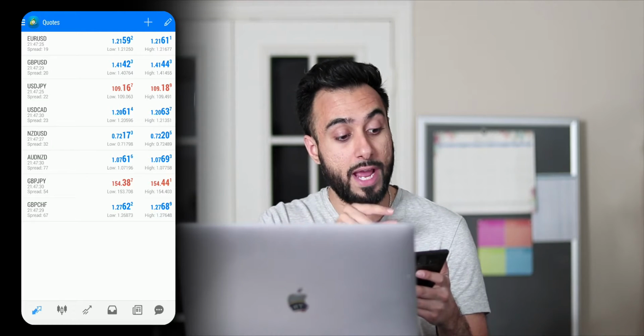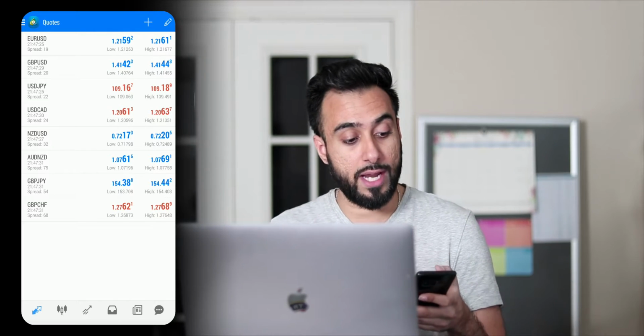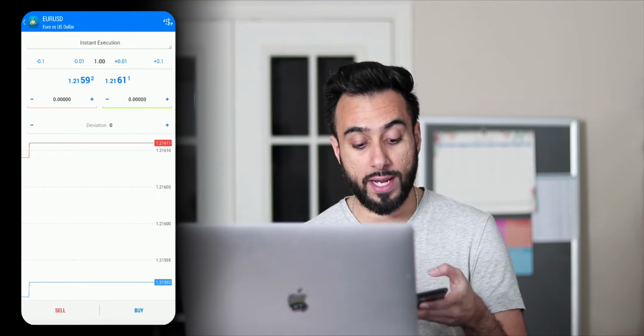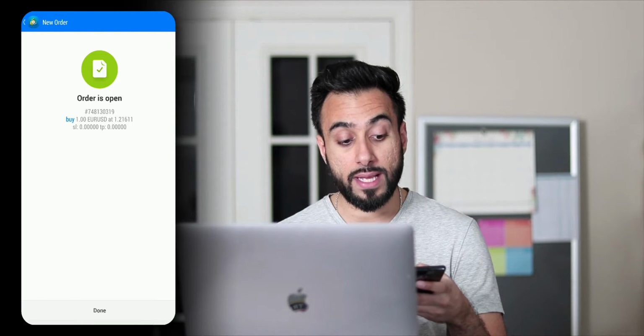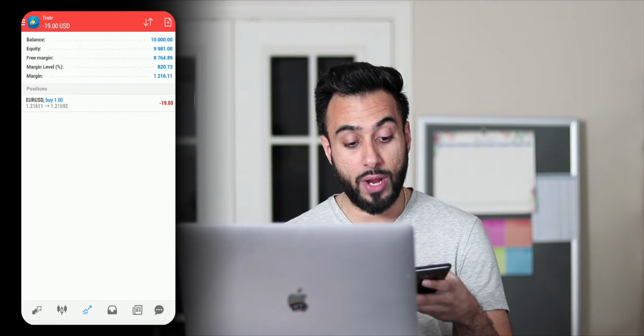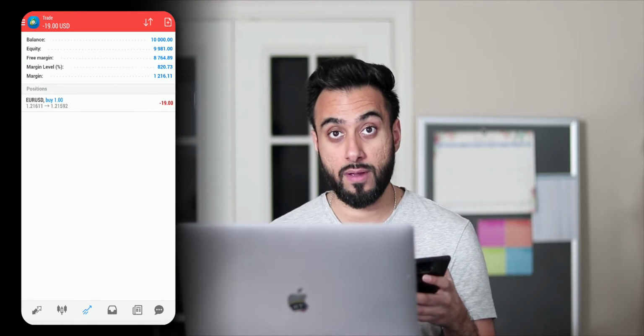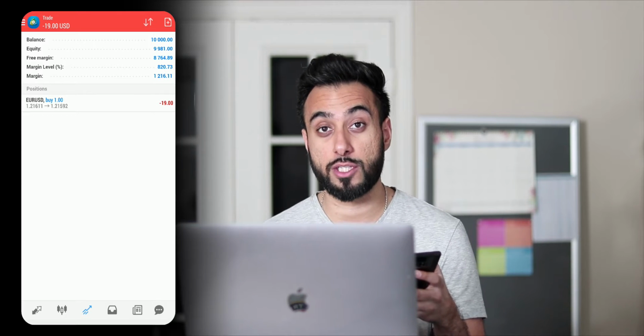Okay, check it out. Whenever you're entering a trade in the Forex market, let's just say you're entering a trade on Euro USD and you're entering a one lot trade looking for a buy, you'll notice that whenever you open the trade, it's always going to start in a negative. And this is because of what's called the spread.